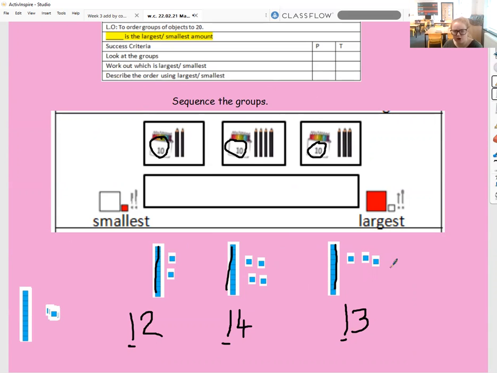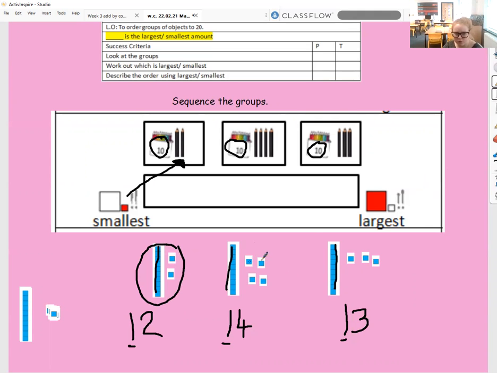So which is the smallest amount? 2 ones, 4 ones, or 3 ones? Well, I know that 12 is the smallest amount. So I'm going to say that this one is the smallest, because 12 is the smallest amount. Fantastic. Now I want to know which is the largest amount. What I've got left is 14 and 13, and which is the largest amount?